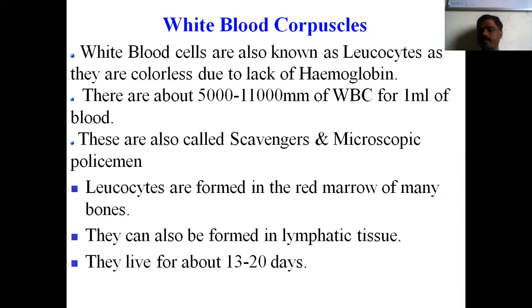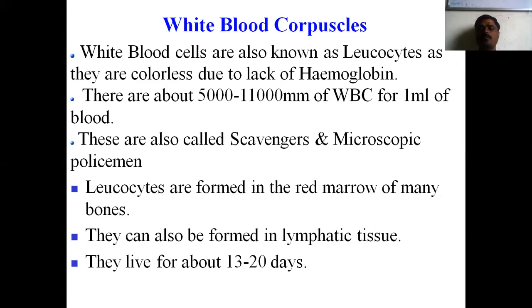These are also called scavengers and microscopic policemen. Why scavengers? Because whatever dead cells and cell debris material remain inside the body, that material is removed from the body by the mechanism of white blood cells. So it is a scavenger, means swachhata karnara. And microscopic policemen, because they detect the pathogen, they detect foreign living organisms coming inside the body. So it is called the microscopic policeman.